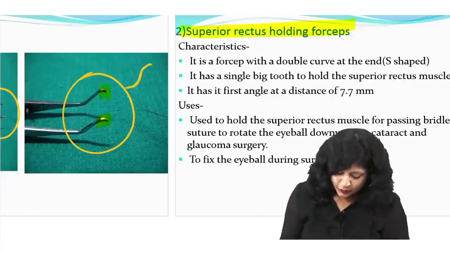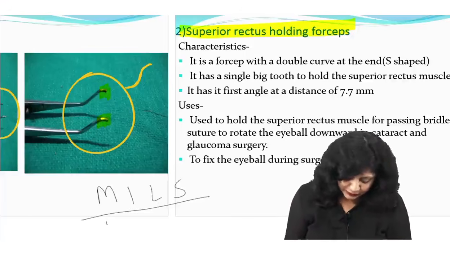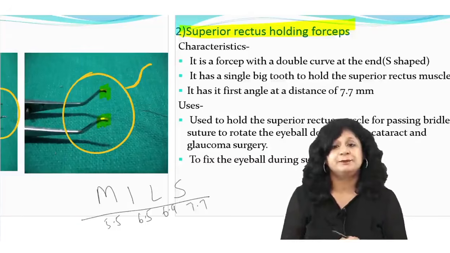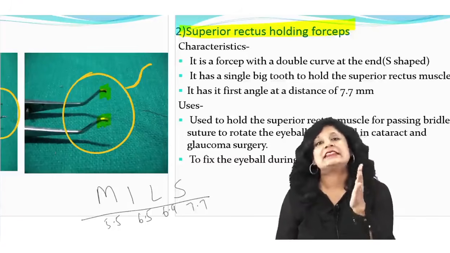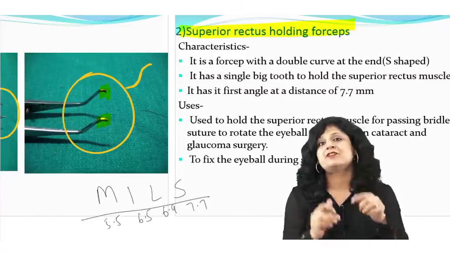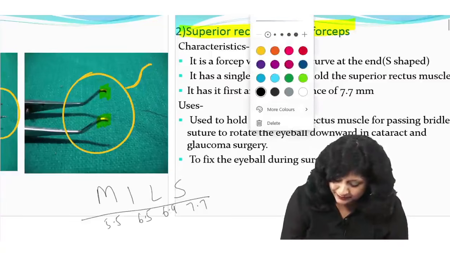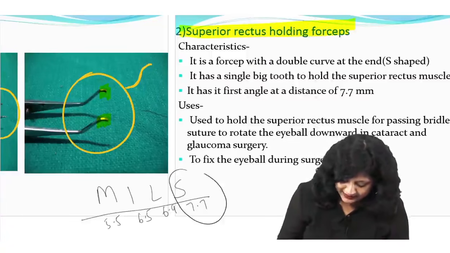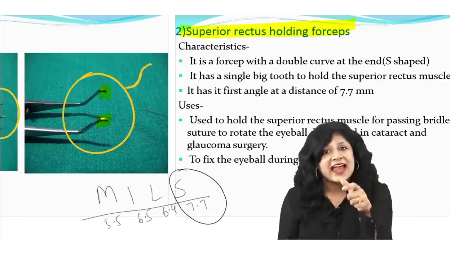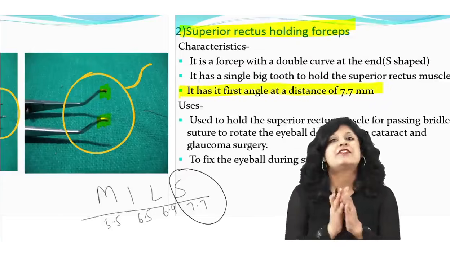Now if you remember what we learned in Mills, what was it? It was 5.5, 6.5, 6.9 and 7.7, right? So these were the distances of the rectus muscles from the limbus where they insert into the sclera. So can you see here, for the superior rectus it is 7.7. So where is its first angle, where is it bent? It is bent at a distance of 7.7 mm.